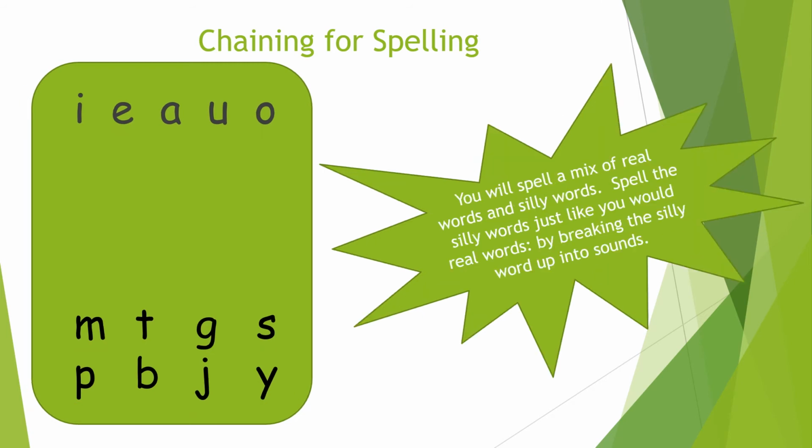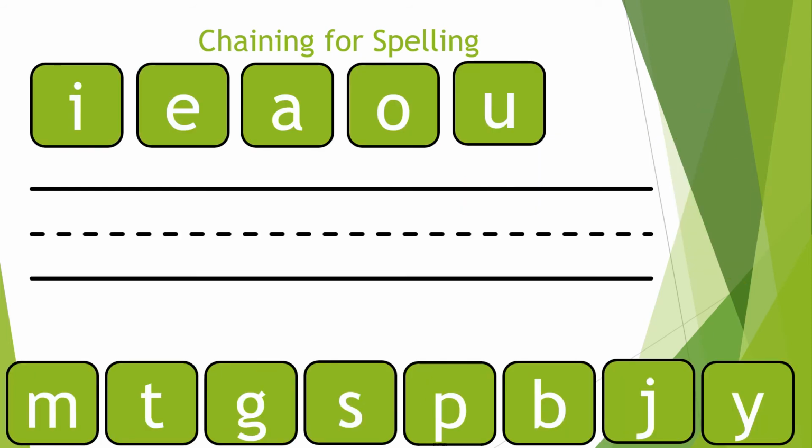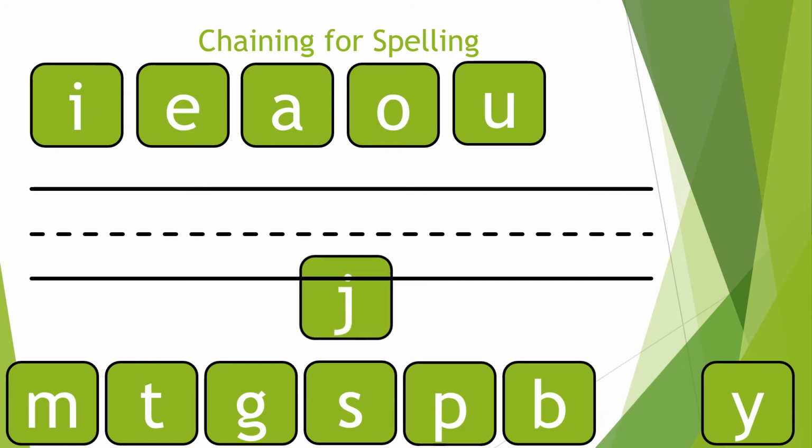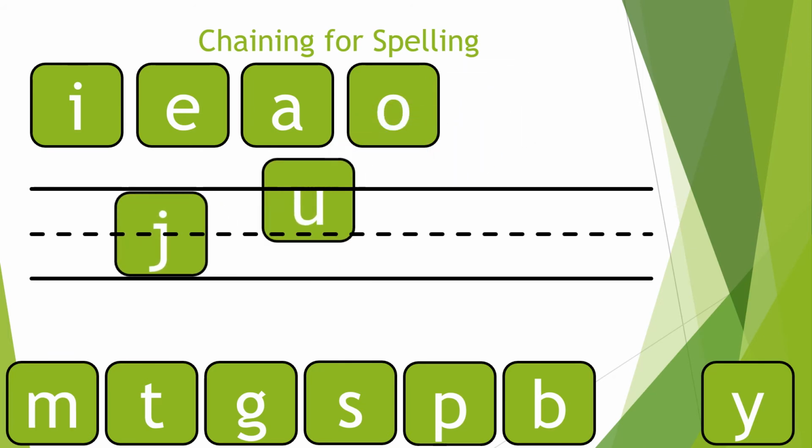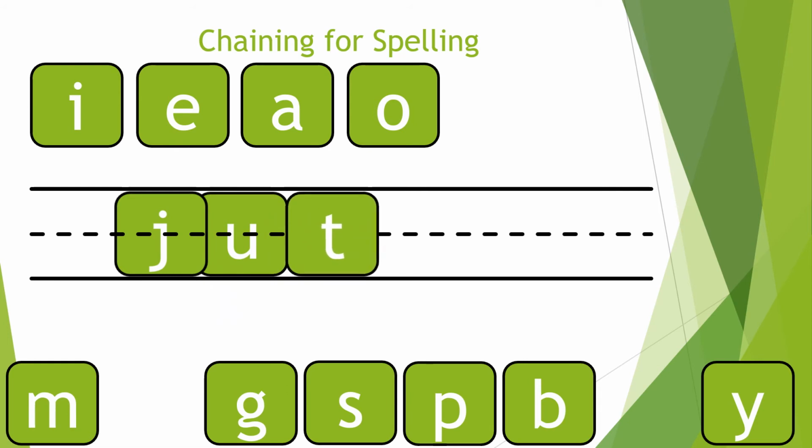Next, you will spell a mix of real words and silly words, just like those nonsense words we've been practicing. You will spell the silly words just like you would the real words by breaking the silly word up into sounds. Our first word is jut. J, T. J says J, U says uh, and T says T to make the word jut. Is that a silly word or a real word? Jut is a silly word.